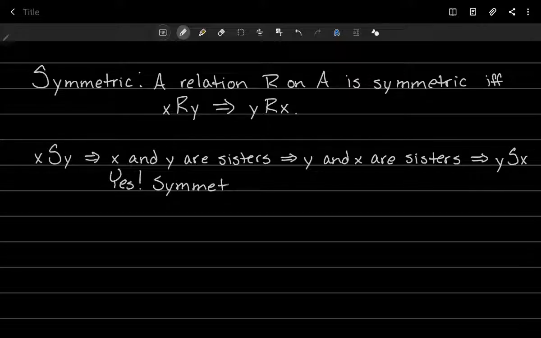Whereas the mother relation is not going to be symmetric. We said that earlier, that the order really matters, right? If x M y, that means x is y's mother. There's no way to make the jump that y is x's mother. So I can't switch the order. So this is not symmetric.